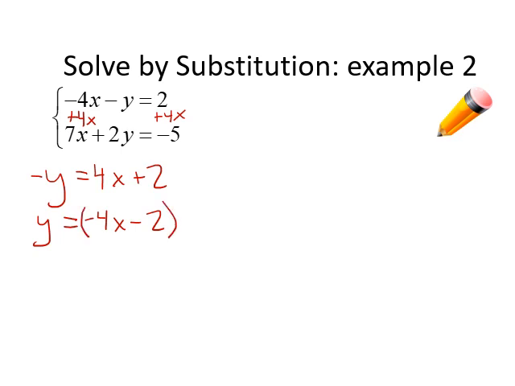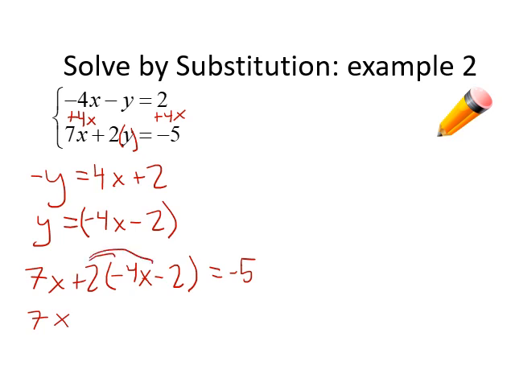That was my first step. I now put that in for y in the other equation. Okay, so 7x plus 2y, but I'm not writing the y, equals -5. And I'm not writing it because I know what y equals. -4x minus 2. From there I solve for x. I have 7x distributes minus 8x minus 4 equals -5.